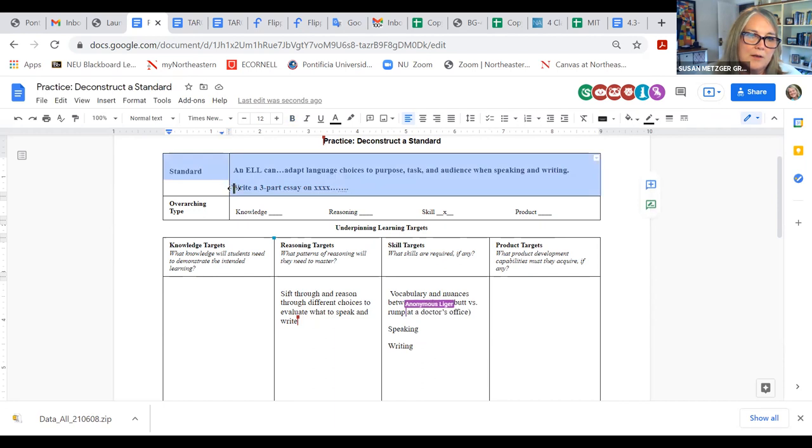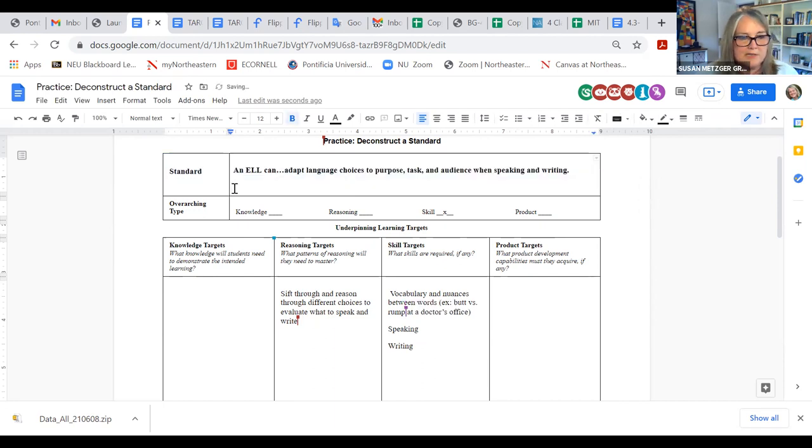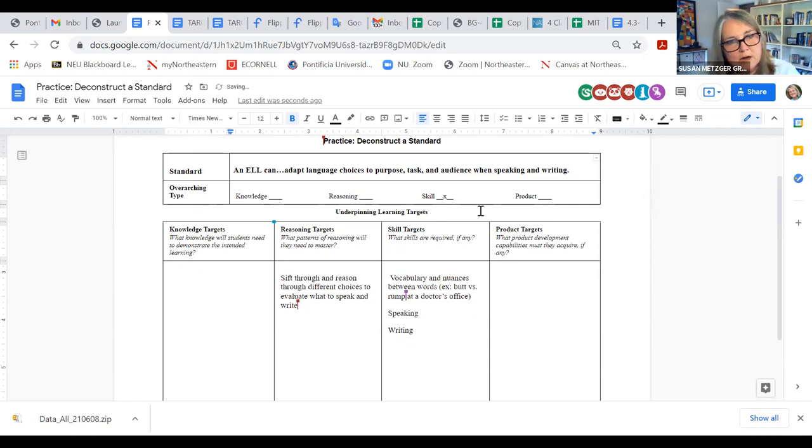And with this one, I'm splitting hairs maybe a bit because I want to connect this to assessment choices later. But the standard is about adapting language choices in speaking and writing. So that's a skill, something you can observe them do, whether they're speaking or writing. That's why I'm insisting it's a skill, but you would have to see either a presentation or a written piece of work to be able to assess it.